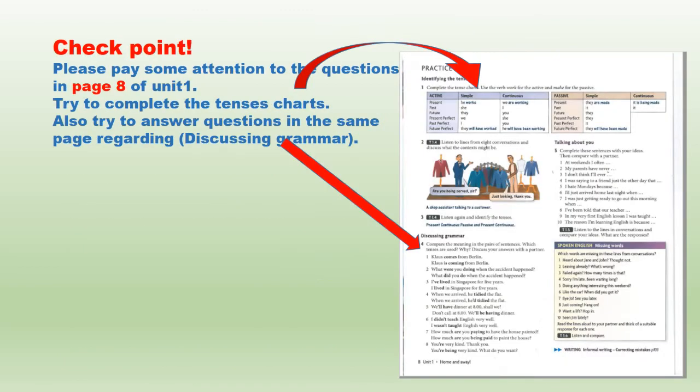After you learned a lot of information, please pay some attention to the questions on page 8 of Unit 1. Try to complete the tense charts. Also try to answer questions on the same page regarding discussing grammar.